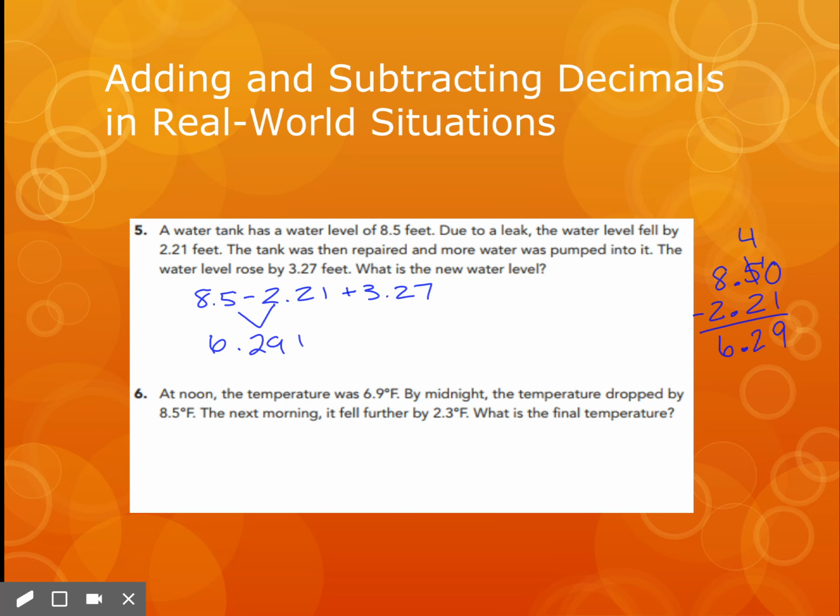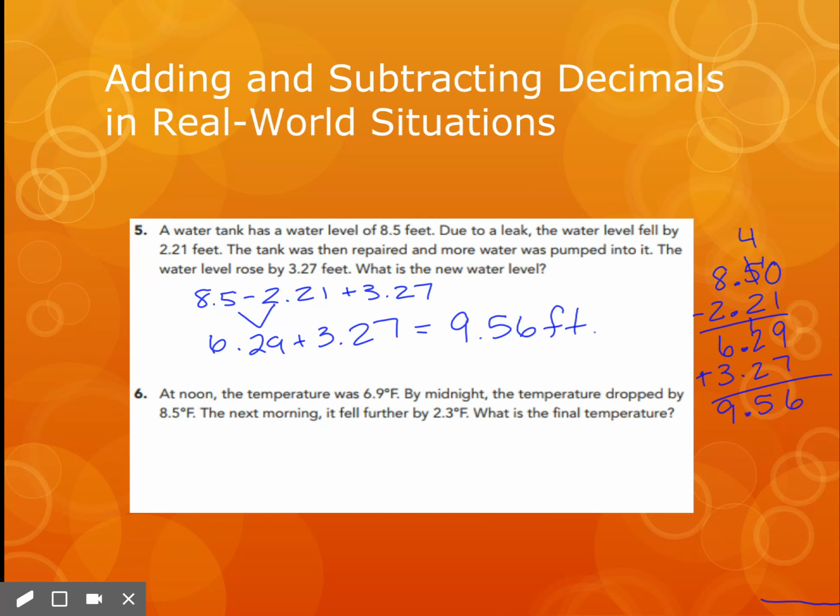6.29 plus 3.27. And again, I'm going to keep doing that vertically. It just works better for me. So 9 plus 7 is 16. 2 plus 2 plus 1 is 5. Decimal comes straight down. And I would get 9.56. So my answer would be 9.56 feet.